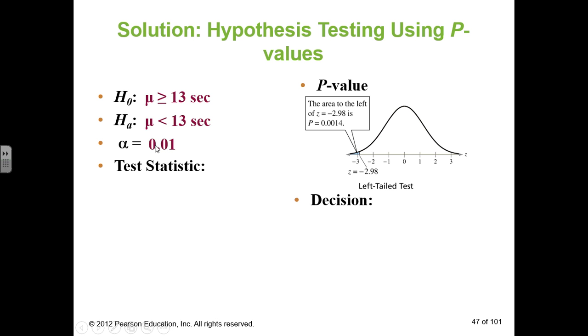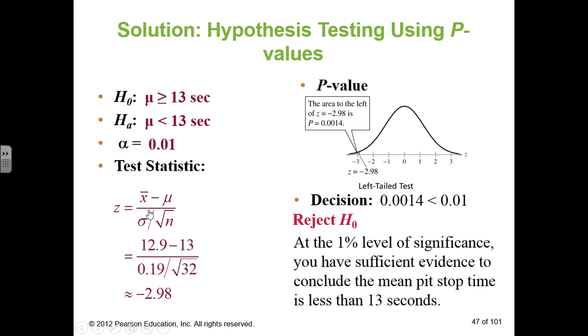In this problem, it was stated that the significance level was 0.01. We then find the test statistic, which is the sample mean minus the claimed value of 13, divided by the standard deviation, and that's divided by the square root of the sample size, and we get negative 2.98. Since this is a left tail test, we go to the standard normal, we look up negative 2.98, and we see that P is 0.0014.